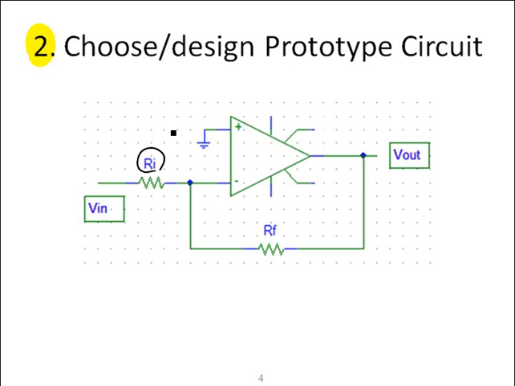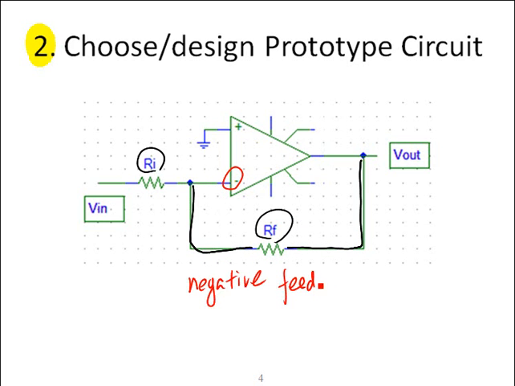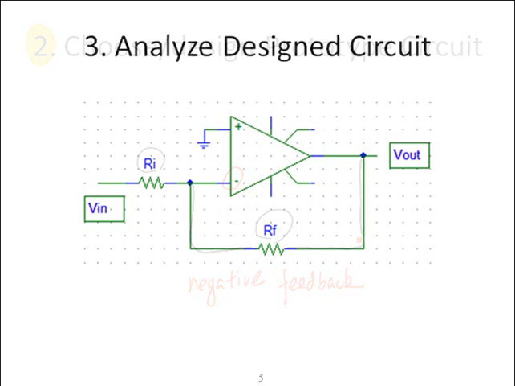In the schematic, this is the input resistance and feedback resistance. Notice the feedback resistor is connected to the negative input terminal. So this configuration uses negative feedback to stabilize the voltage gain. Since this is one of the first op-amp circuits we've talked about, let's analyze the prototype together.